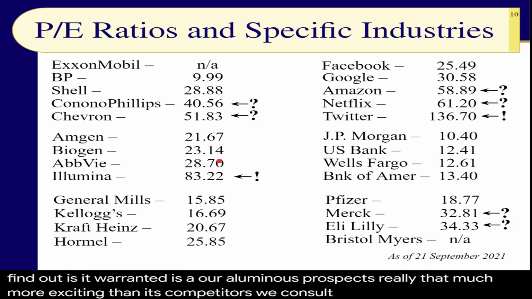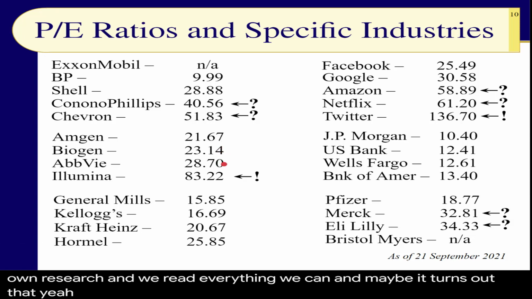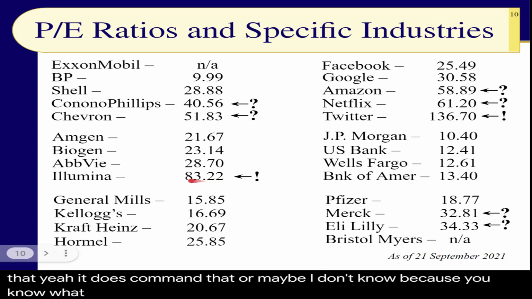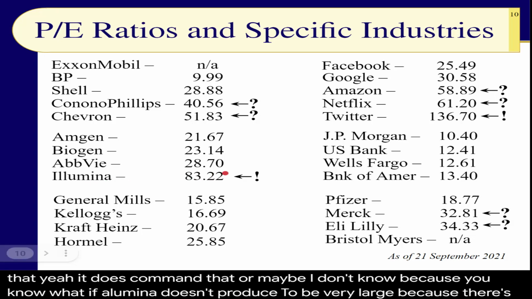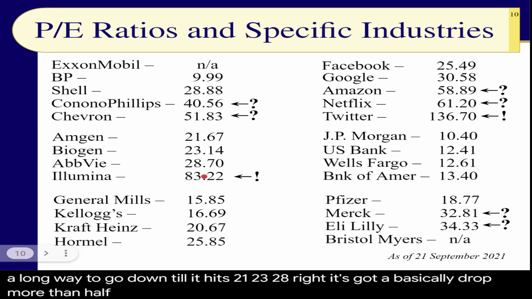We consult our sources, we do our own research, and we read everything we can, and maybe it turns out that, yeah, it does command that. Or maybe, I don't know, because you know what? If Illumina doesn't produce, the parachutes had better be very large, because there's a long way to go down till it hits 21, 23, 28, right? It's got to basically drop more than half the price before the PE ratio would be similar to its competitors.